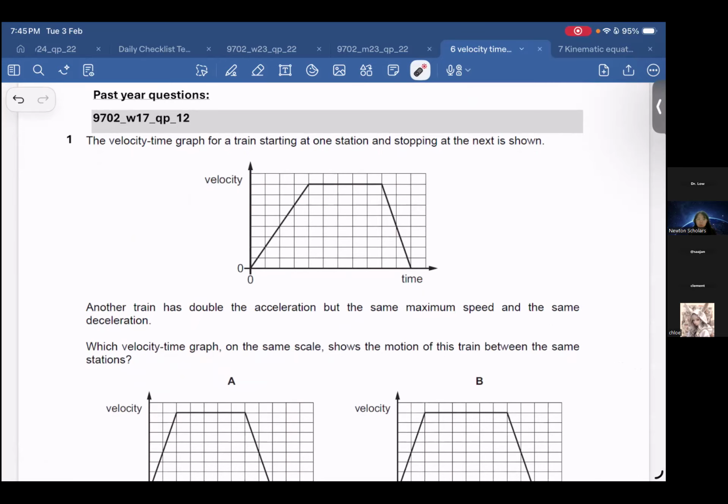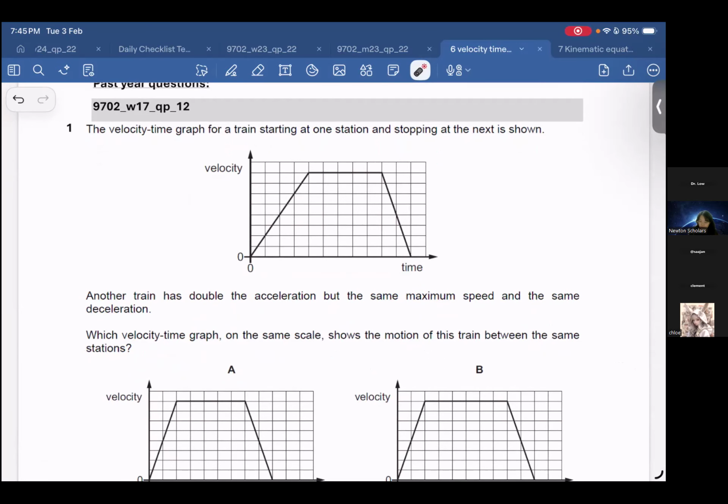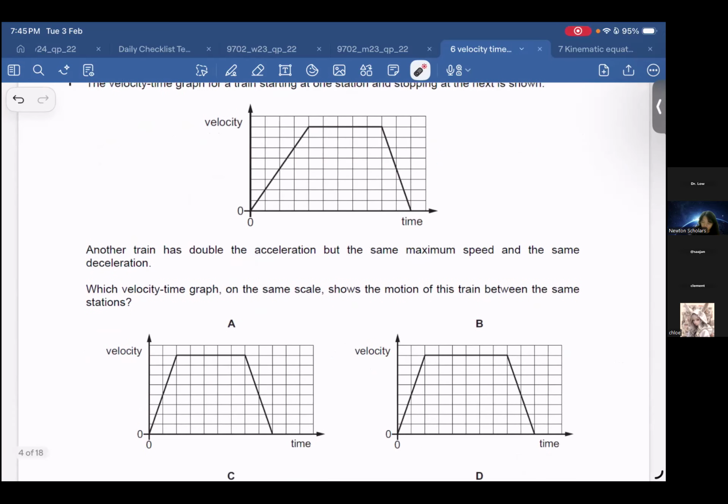This one is the past year question 2017. Velocity time graph for the train starting from one station, then stopping at the next station. Another train has double the acceleration. So ask yourself, on a velocity time graph, how do we get acceleration? Just now we had two ways: either the gradient or the area under the graph. This one is talking about gradient. So double the acceleration, what does it mean? Double the gradient.